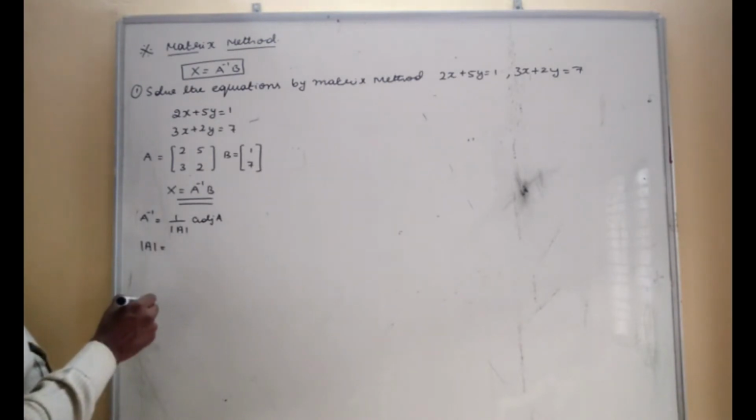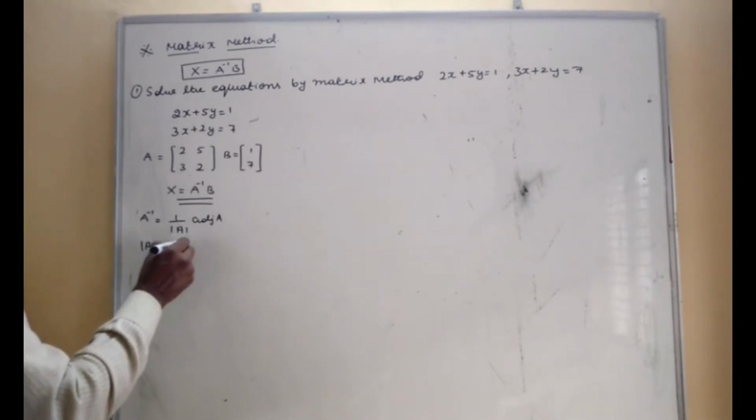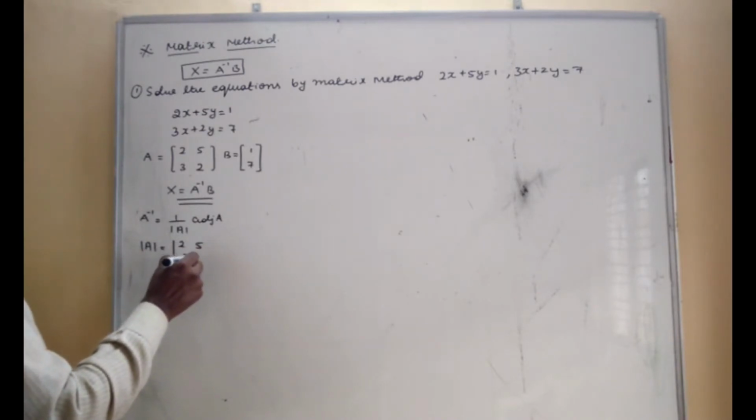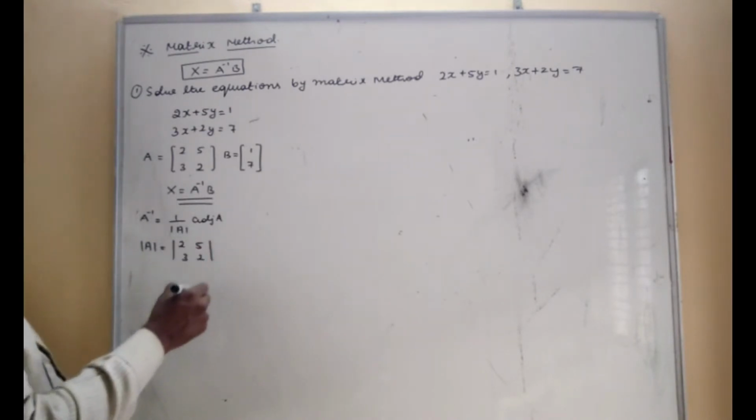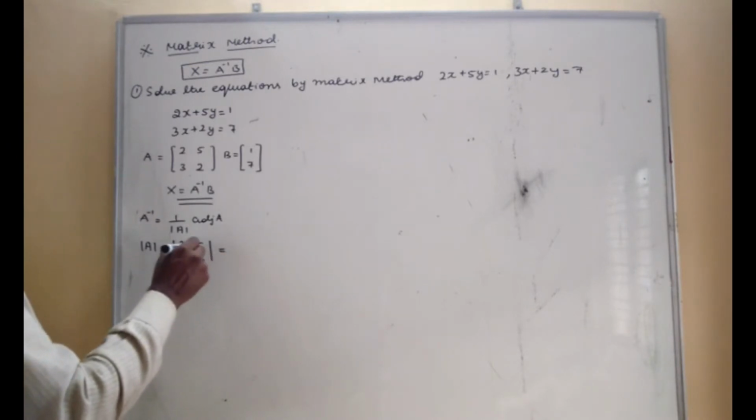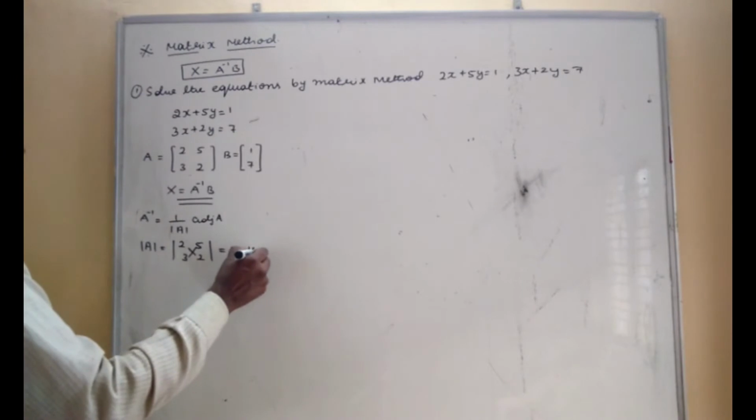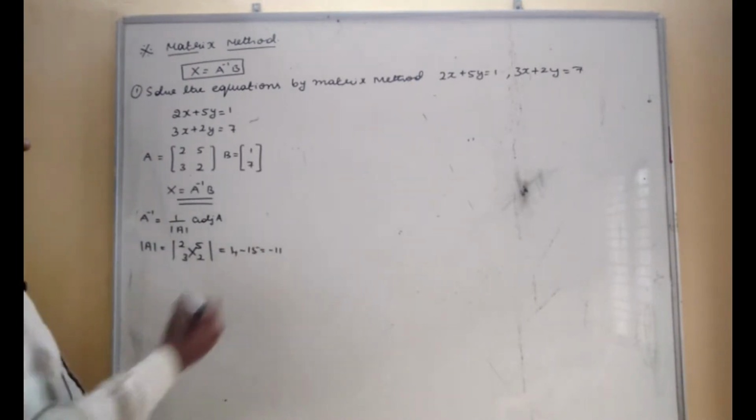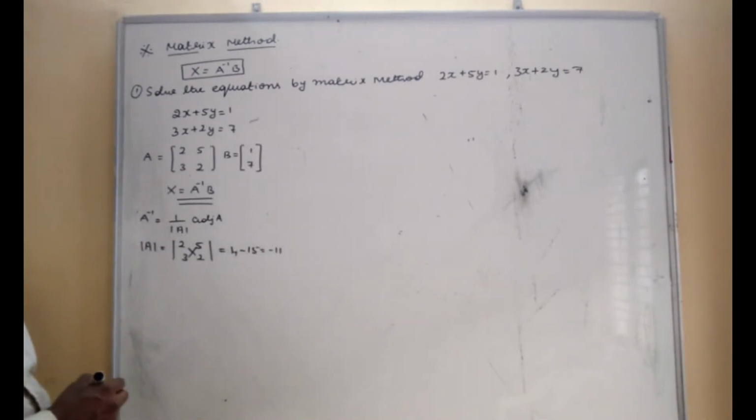So determinant of A is |2 5; 3 2|. Let us find the value of this determinant. 2 2s are 4, then 5 3s are 15. So the value is minus 11. The value of the determinant is minus 11.